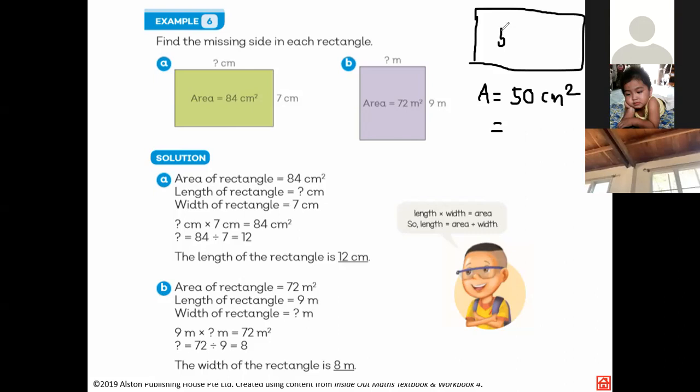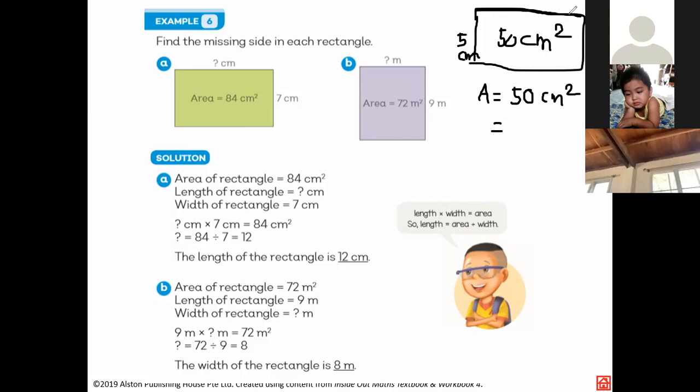So the area is 50 centimeters squared. And then here the width is 5 centimeters. What is the measurement of this side, the length? So again, the area is 50 centimeters squared, and the width is 5 centimeters. What is the missing side? What is the measurement of the length?